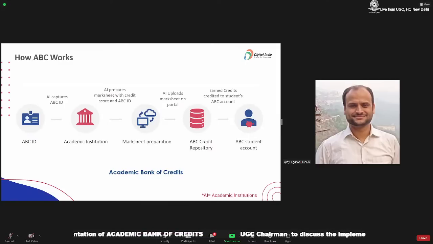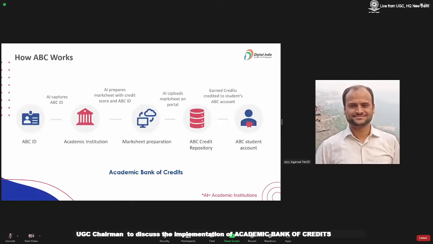Many universities have credit data and mark sheet data where no credit score is available. So I request all the universities to provide the credit score as well. They prepare the mark sheet with the credit score and with the ABC ID as well. Once that is ready, they upload that data in our required CSV format to the portal.